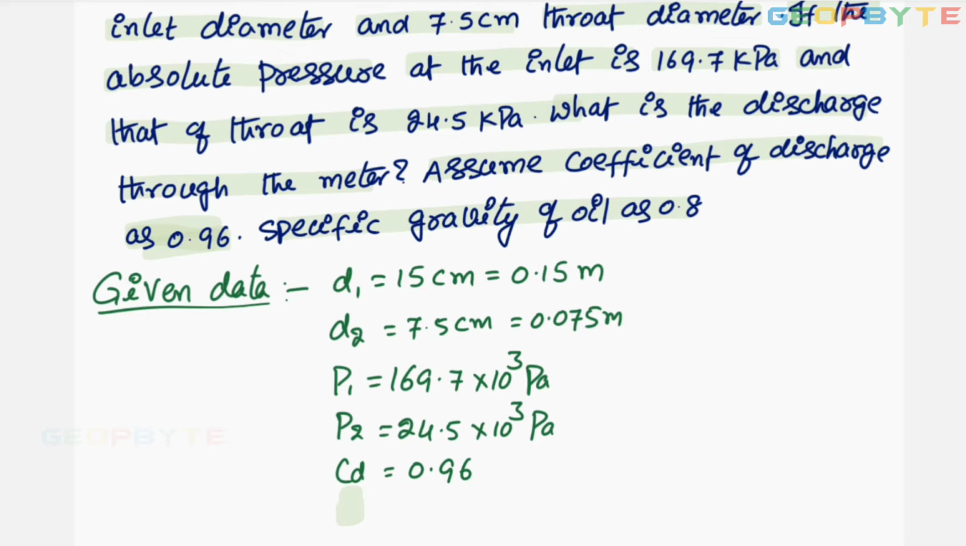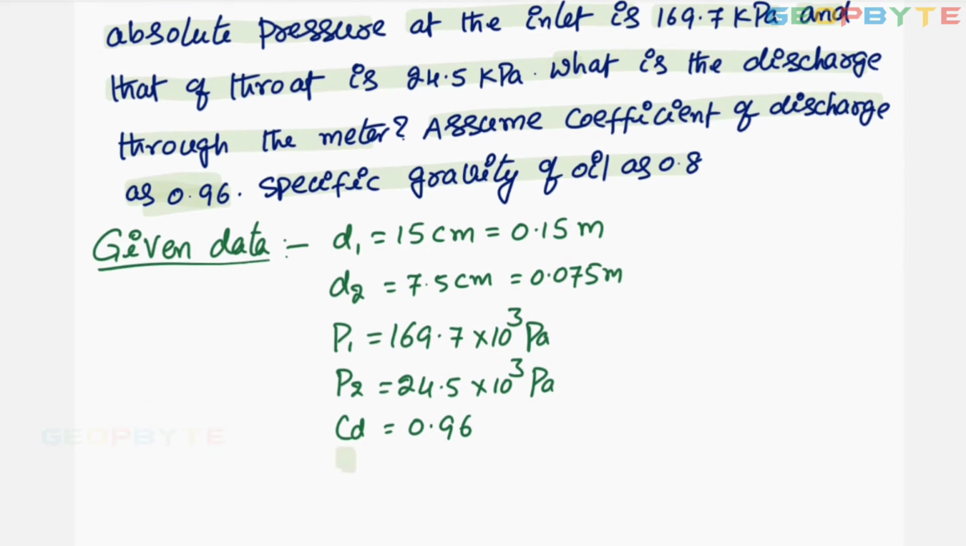Specific gravity of the liquid flowing through the pipe equal to 0.8. Here the manometric fluid is not given. If the manometric fluid is required, generally we take it as mercury. First let us find what you are asked to find. You are asked to find the discharge. Actual discharge equal to how much?